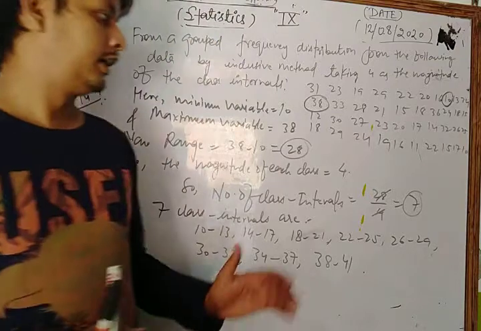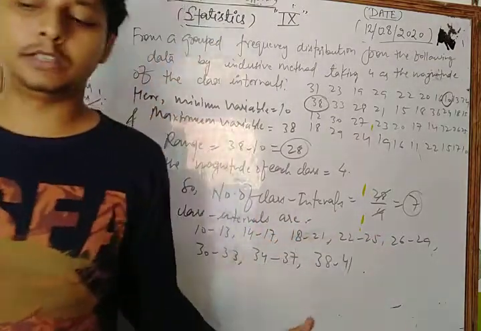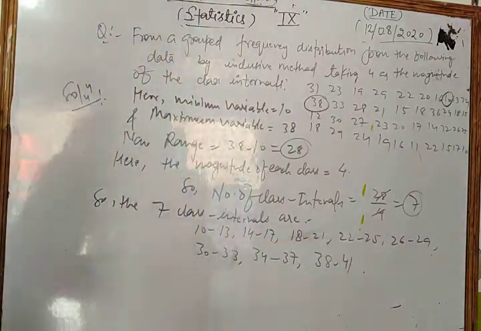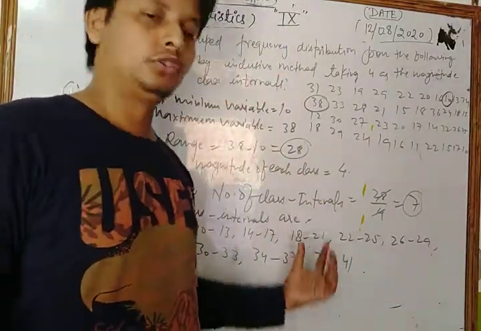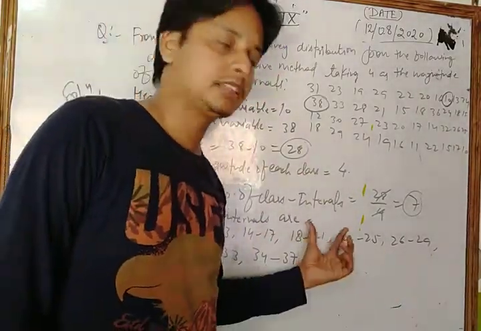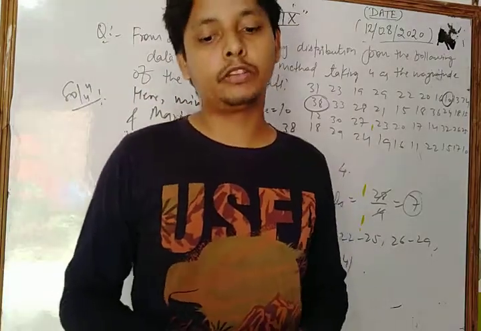Now after that you can easily prepare the table with the help of this information. You write first your class groups, then tally marks, then the frequency.